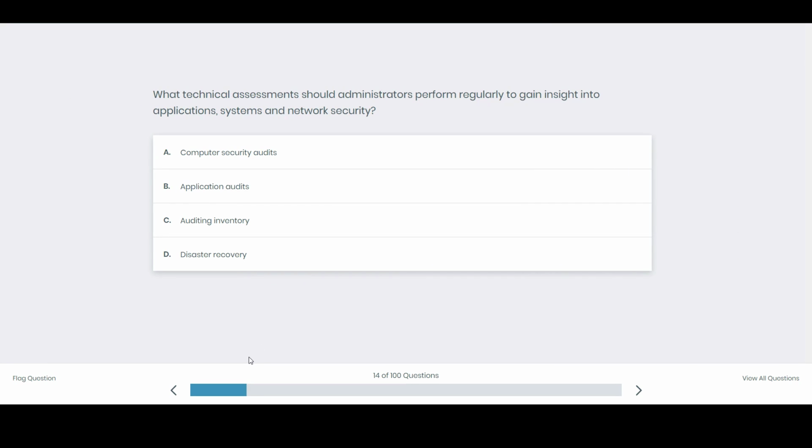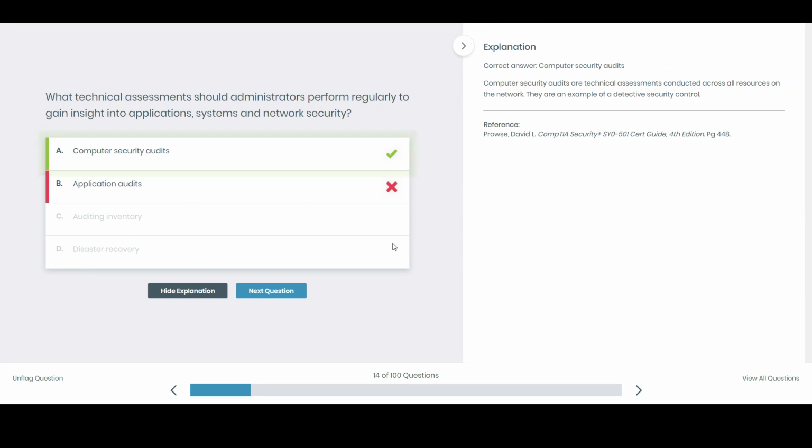So let's continue. What technical assessment should administrators perform regularly to gain insight into applications, systems, and networks? Okay, this is assessment. So no, auditing. It's all about auditing, application audit. I think computer security. No. This is application. What technical assessment should administrators perform regularly to gain insight into applications? I think B. I'm not sure with this one, but B. Computer security audit. So let's pick this one, and later on we're going to answer it. So the answer is A. Computer security audits are technical assessments conducted across all resources on the network. They are an example of a detective security control.